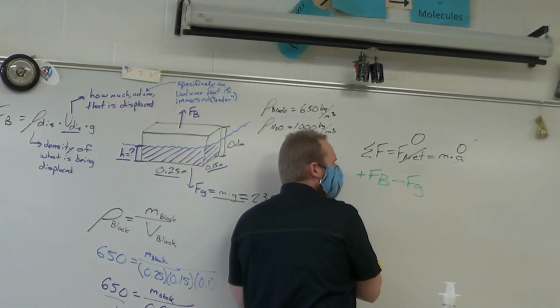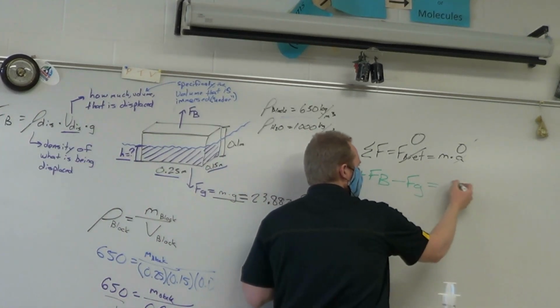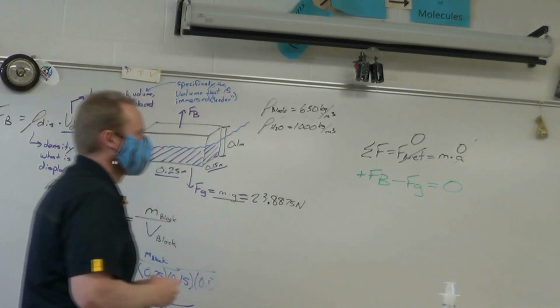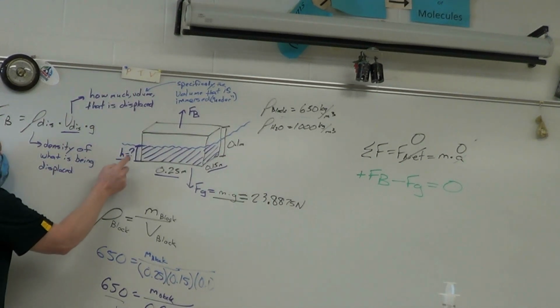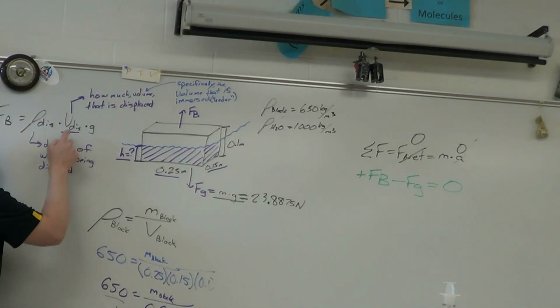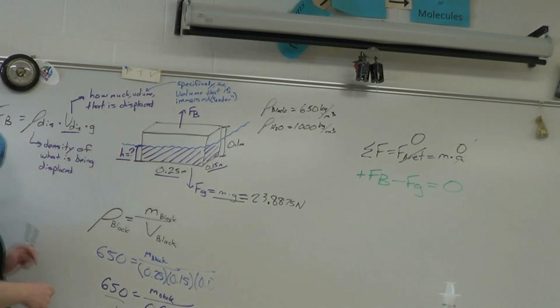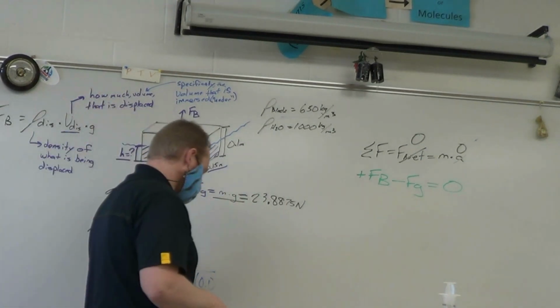There's one and only one, and that's F of G, and then that's equal to zero. That's Newton's second law. Add my ups, subtract my downs. Because again, we're trying to solve for this H, and this H is hidden in this volume that's being displaced. How much of it is underwater is hidden in that volume that's being displaced.